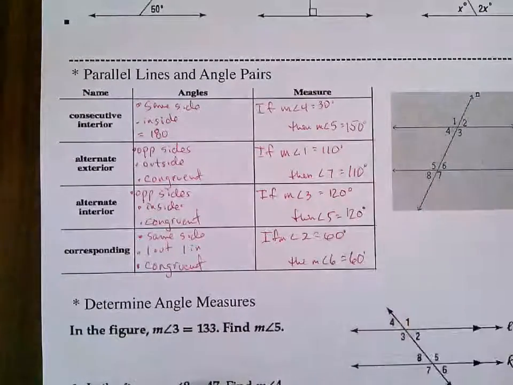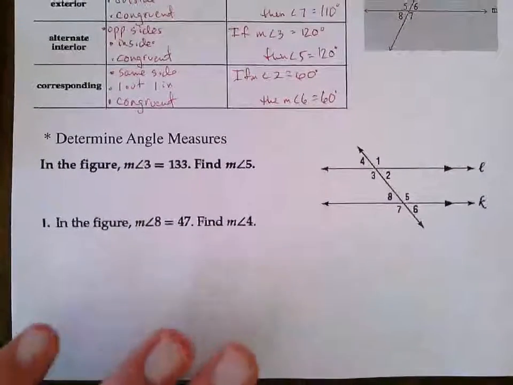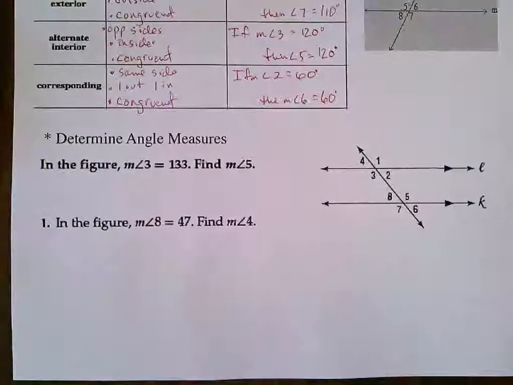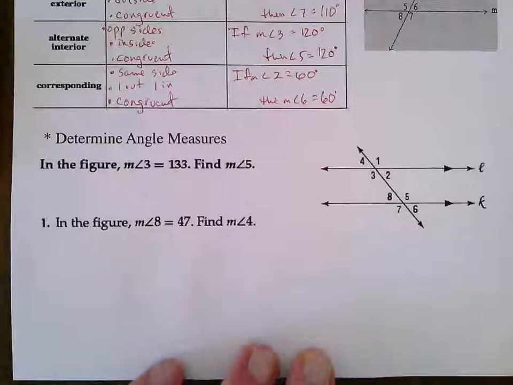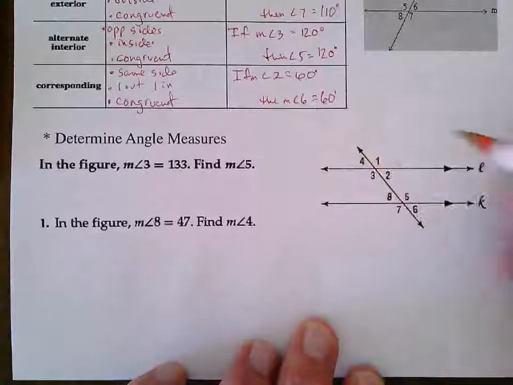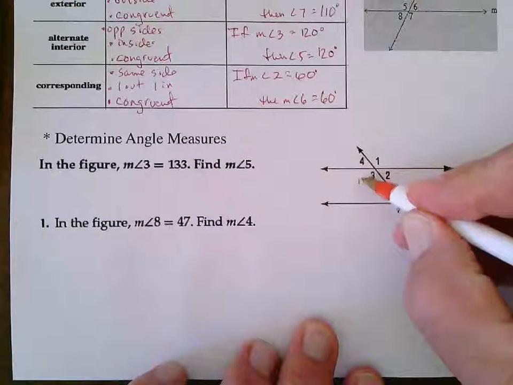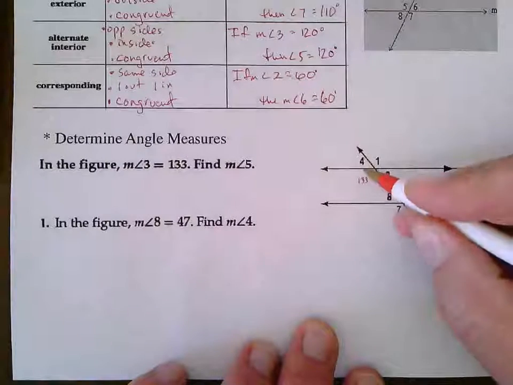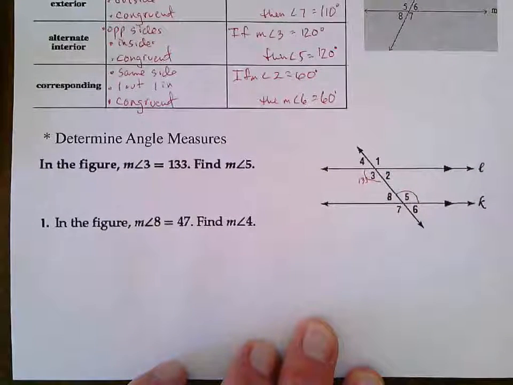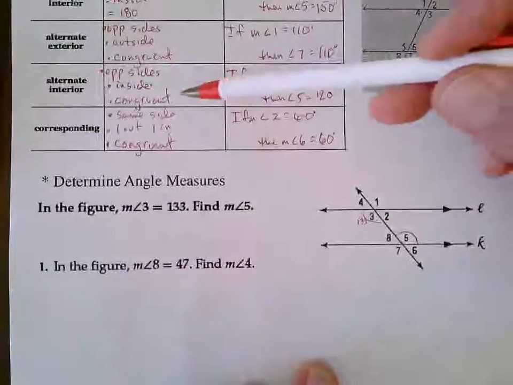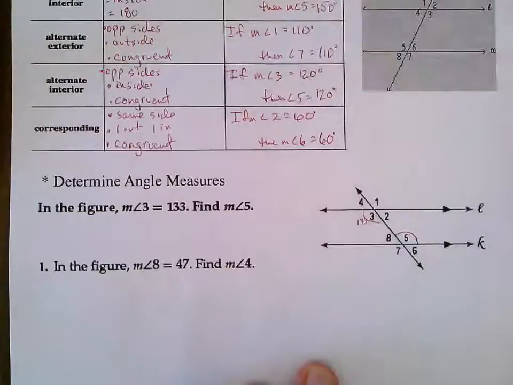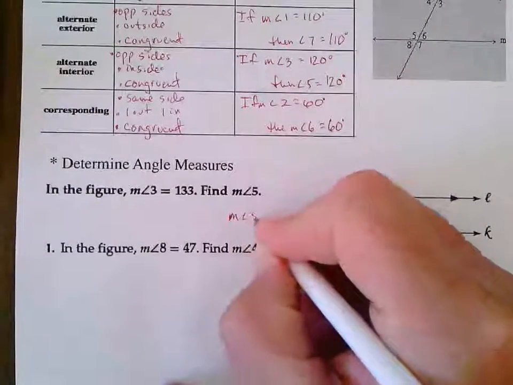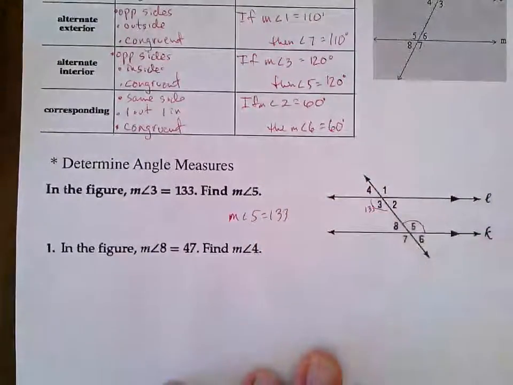So again, just to follow up, now we're going to be dealing with some measurements. You got to figure out some angle measurements. So here you go. Determine angle measurements. If measure of angle 3 is 133. So 3 is 133. Find the measure of angle 5. Here's angle 5. So we're dealing with 3 and 5. What type of angles are they? They are alternate interior angles. What's true about alternate interior angles? Alternate interior angles are congruent. So that means that the measure of angle 5 also has to equal 133.